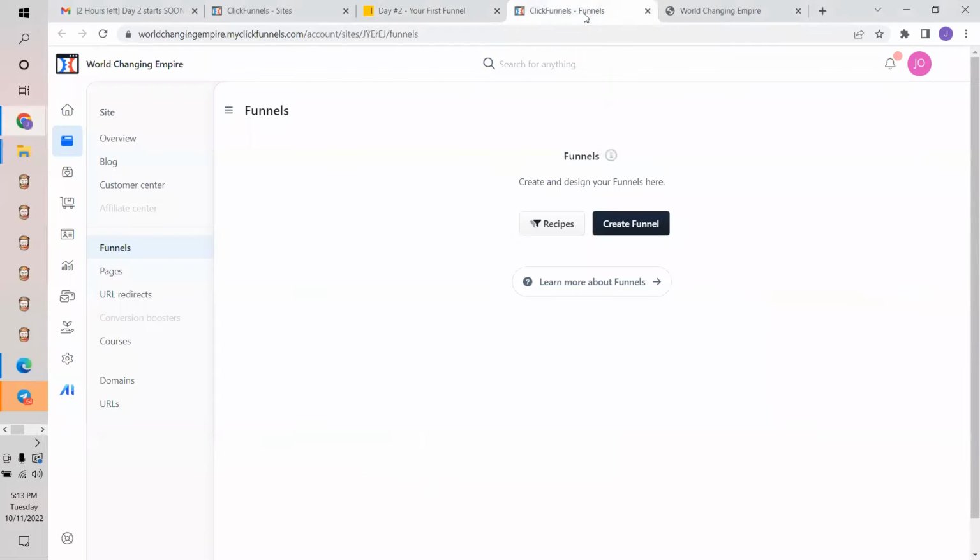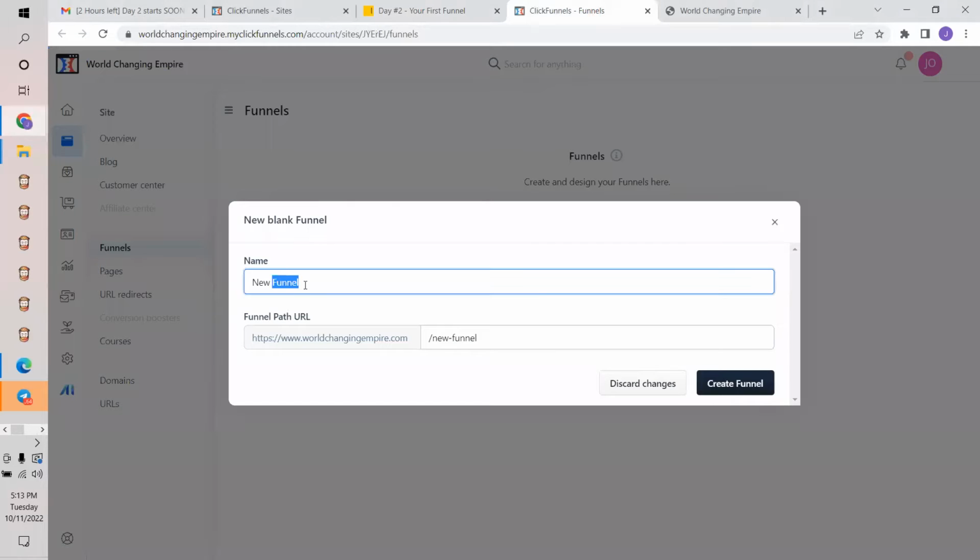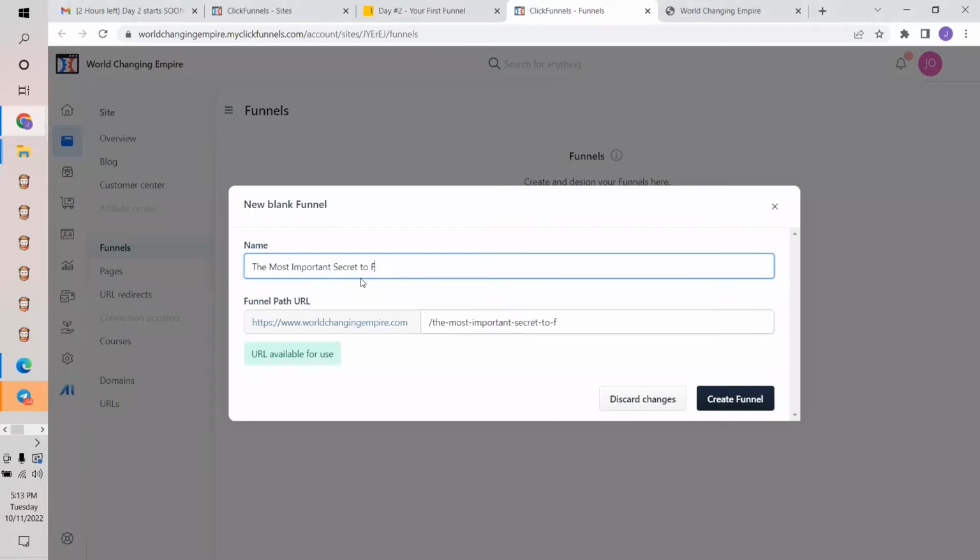Now I've got the funnel right here. If I go into funnels, I can left click on create funnel. And now I want to title this funnel. So I'm going to name it the biggest, the most important secret to freedom. So we've got worldchangingempire.com, and then it's slash the most important secret to freedom. We recreate that funnel. I'm going to left click on create funnel.